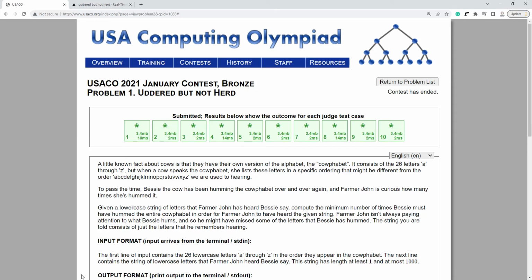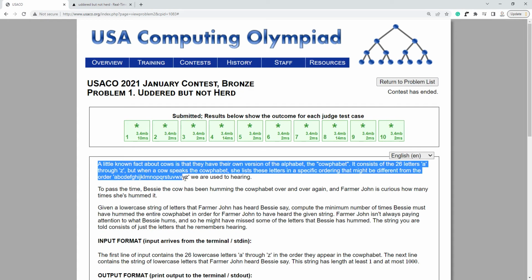So today I'm going to be explaining this problem called Uttered but not heard. A little known fact about cows is that they have their own version of the alphabet, the calphabet, which consists of 26 letters A through Z. When a cow speaks the calphabet, she lists these letters in a specific ordering that might be different from the order of the normal alphabet.